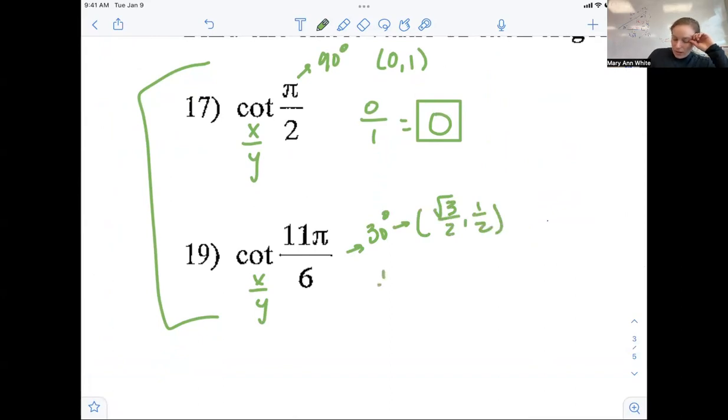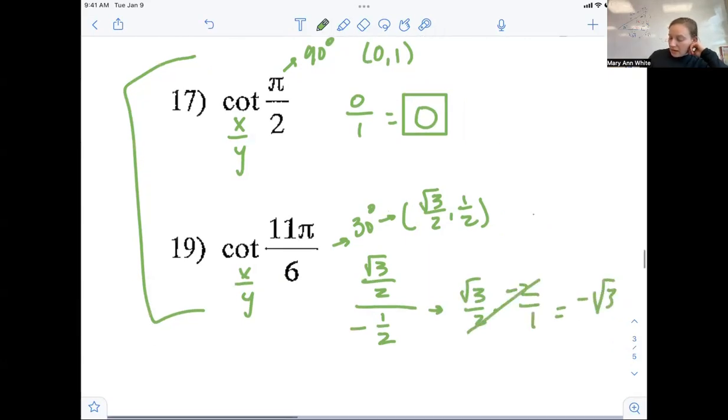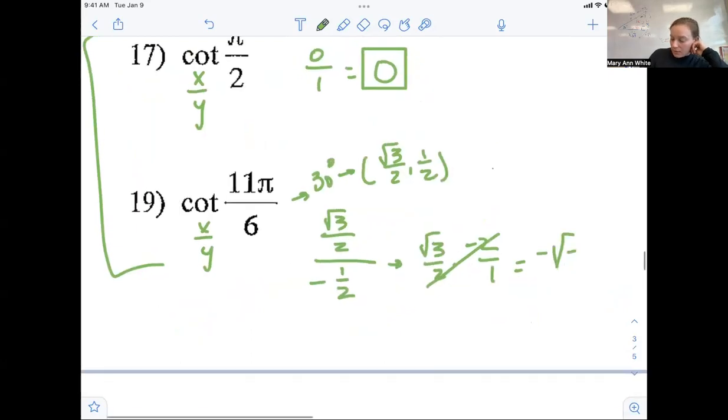So I'm going to do √3 over 2 over 1/2. In the fourth quadrant, my x will be positive, but my y will be negative. So I'm going to think of this as √3 over 2 times -2 over 1. My 2's cancel. I still have that negative, and then I'm left with just -√3.